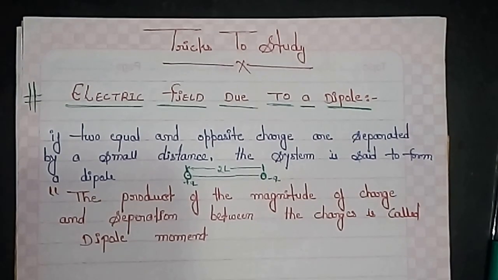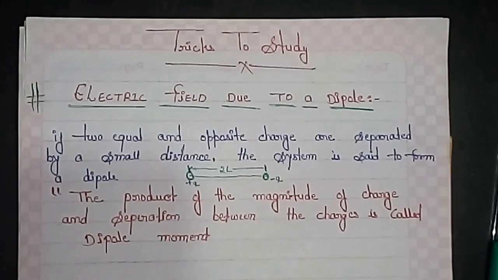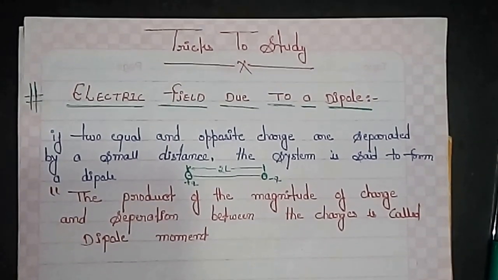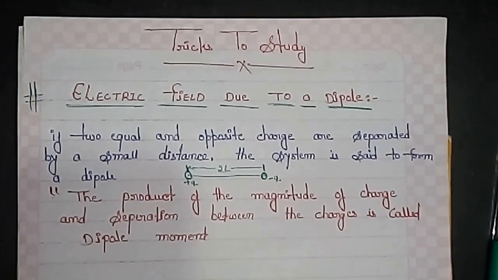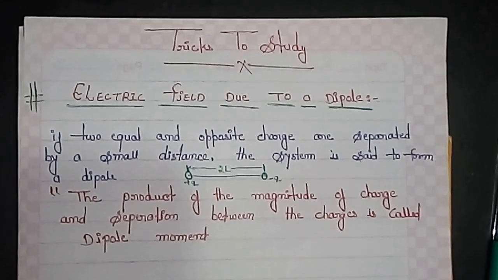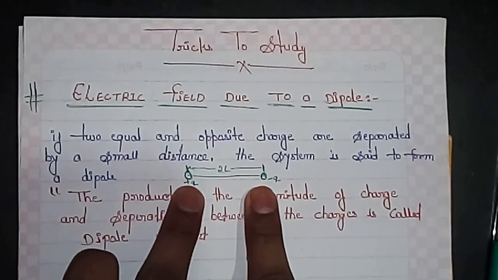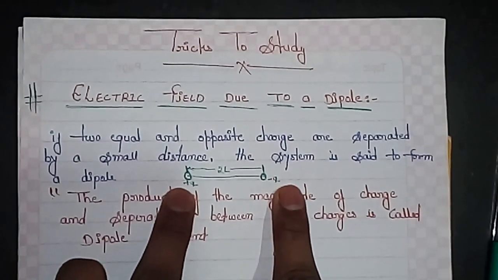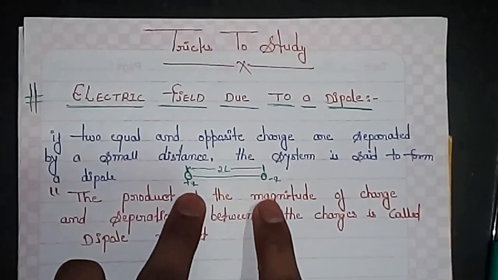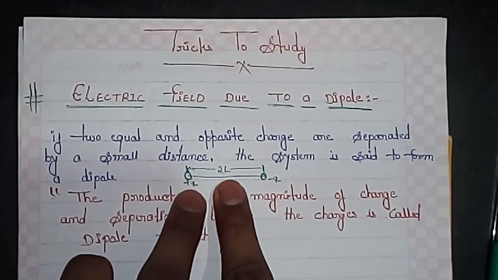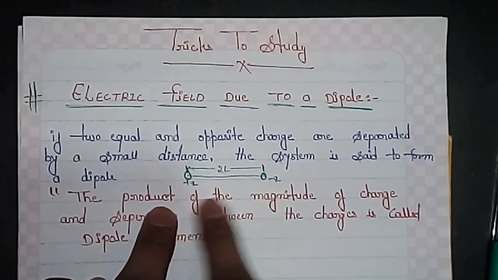Hello everyone, the topic of this video is electric field due to a dipole. Before studying electric field due to a dipole, first we have to study what a dipole is and what dipole moment is. When two equal and opposite charges are separated by a small distance, which is here 2L, the system is said to be a dipole.